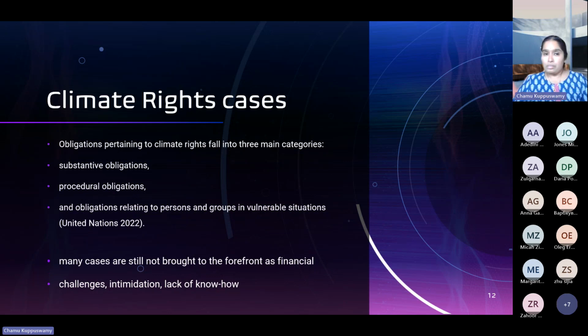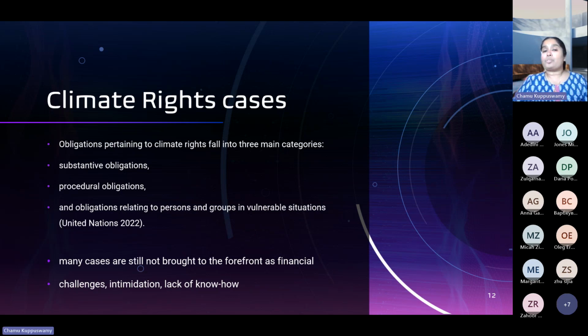The obligations pertaining to climate rights can fall into three main categories. They could be substantive obligations, obligations of result. We looked at climate change law and said the Paris Agreement takes two approaches. One is obligations of conduct, which are the procedural obligations: you've got to be transparent, you've got to create an NDC, you've got to create a target. But there are also substantive obligations: you have to act upon these targets and achieve net zero. So that is the obligation of result.